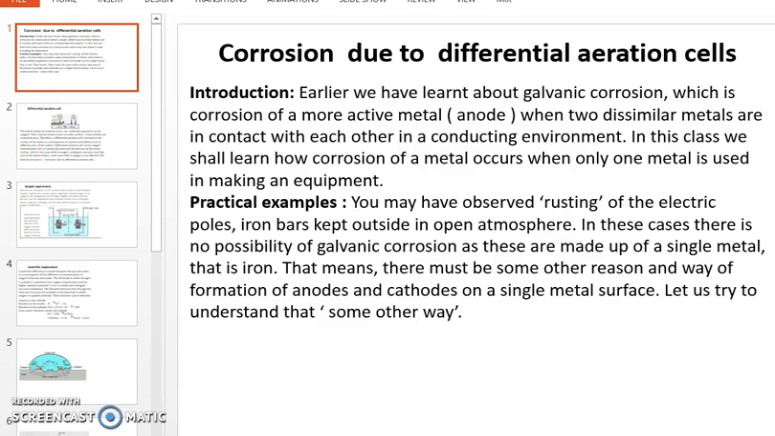You may have observed rusting of the electric poles, iron bars kept outside in open atmosphere. In these cases, there is no possibility of galvanic corrosion, as these are made up of a single metal, that is iron. That means there must be some other reason and way of formation of anodes and cathodes on a single metal surface. Let us try to understand that some other way.